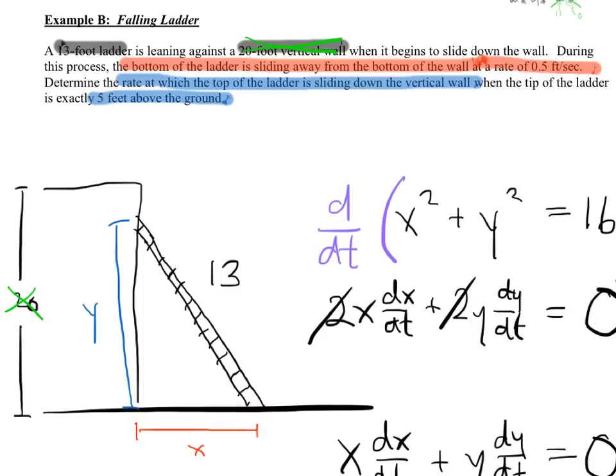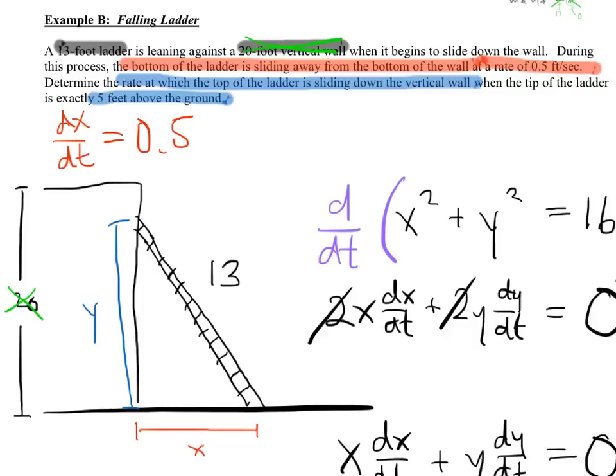So I know that we should write, for that first piece of information, dx/dt equals, and here's the warning, is it going to be positive 0.5 or negative 0.5? Well, is this distance x going to be increasing or decreasing? If the ladder is sliding out, x is actually going to be going up. So in this case, I can put positive 0.5.